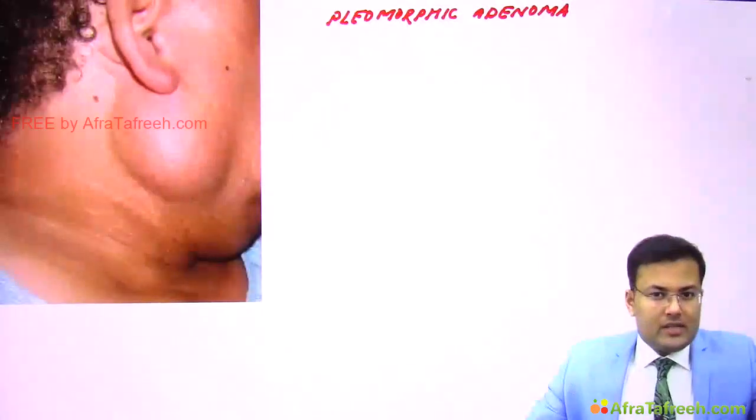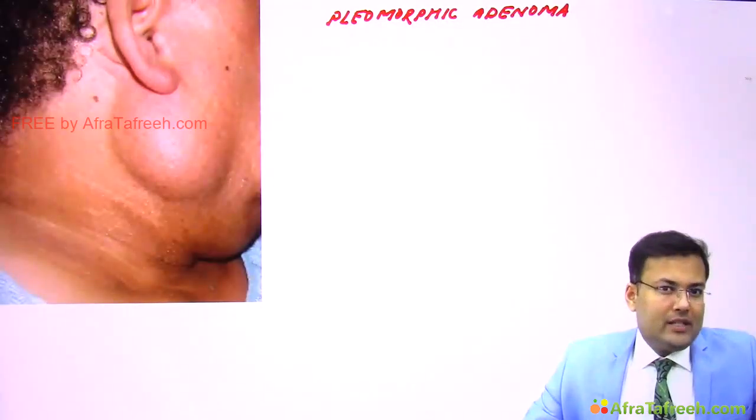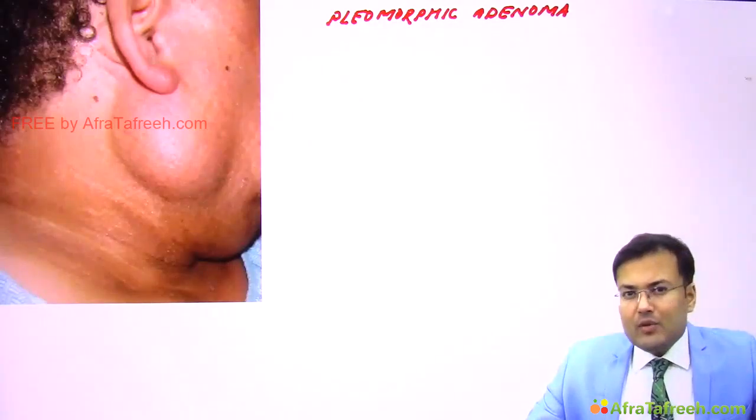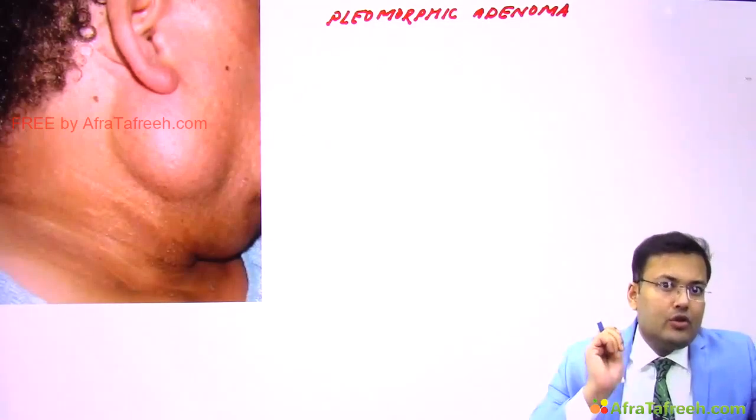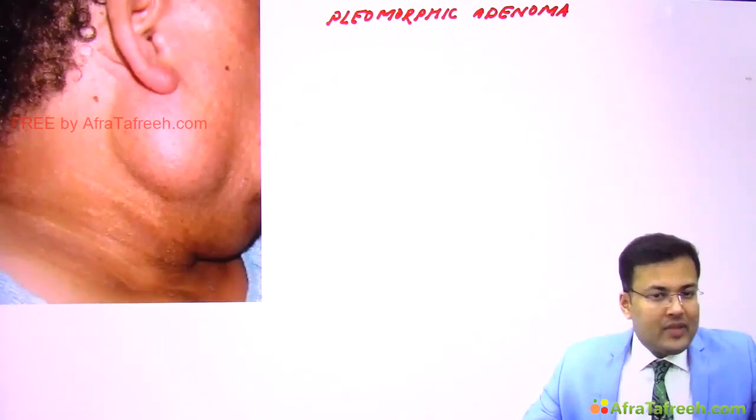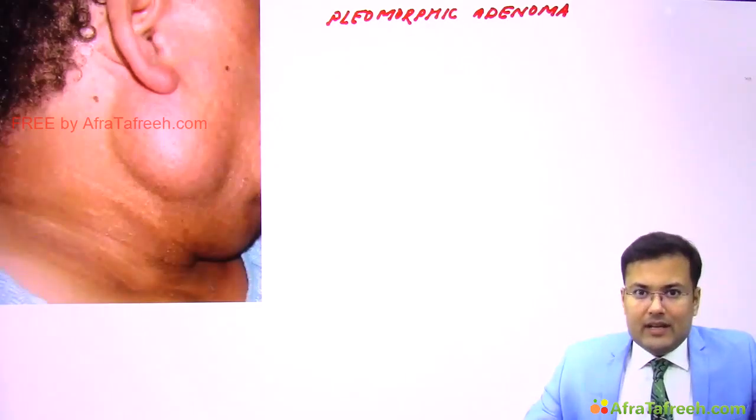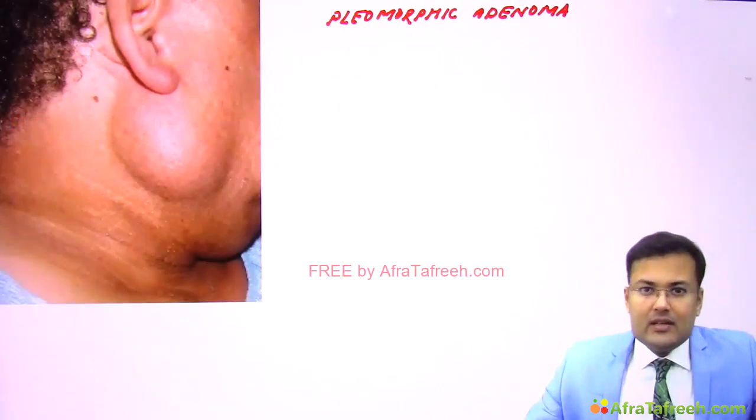Now we are going to discuss pleomorphic adenoma, and you know that pleomorphic adenoma is the most common salivary gland tumor. What is the most common site of pleomorphic adenoma? It is the parotid, and in the parotid which lobe? Superficial lobe or tail of parotid. See, pleomorphic adenoma can arise from other salivary glands also. So it may arise from submandibular gland, sublingual gland and minor salivary gland.